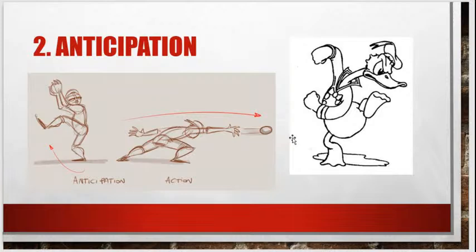This is the action. In cartoons like Disney's Donald Duck here, you can see what is happening. He is showing anticipation that he's going to run. The anticipation is his body language, which shows that he's going to be running, because running will be the action. And what is the reaction? Maybe you can see there is water on the floor. Maybe he will slip. So that is the reaction, and people will laugh. So that's one thing about anticipation.